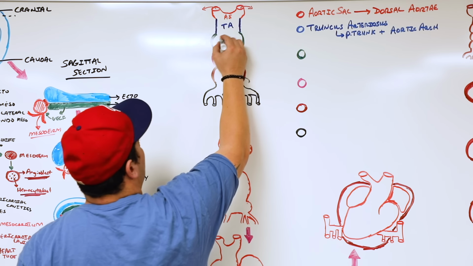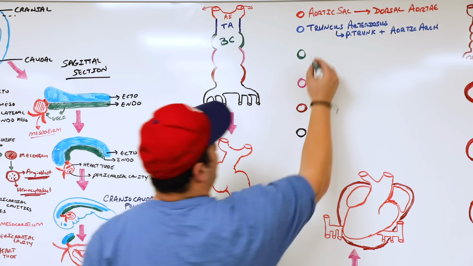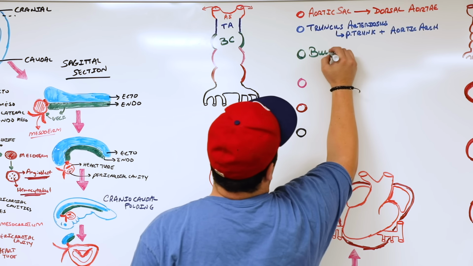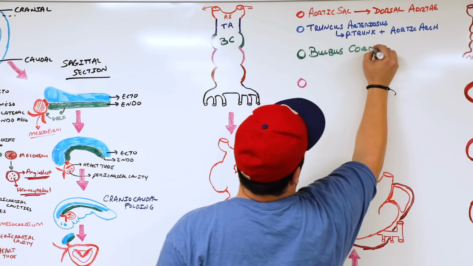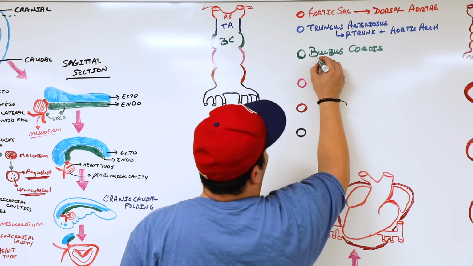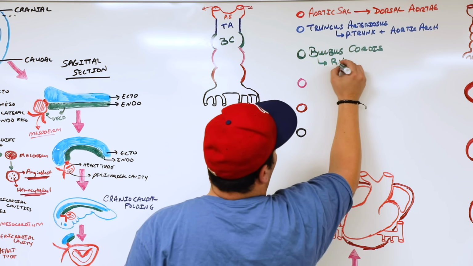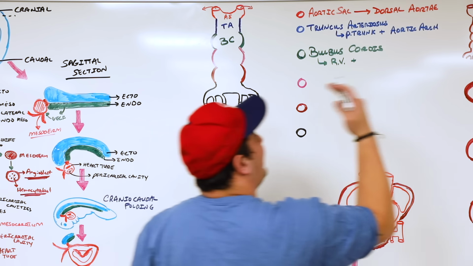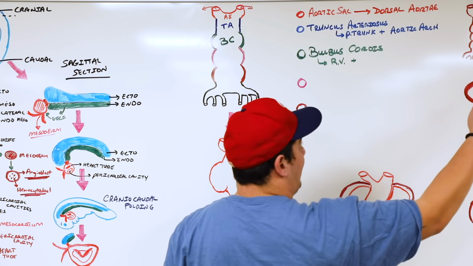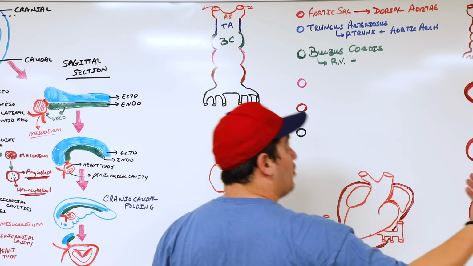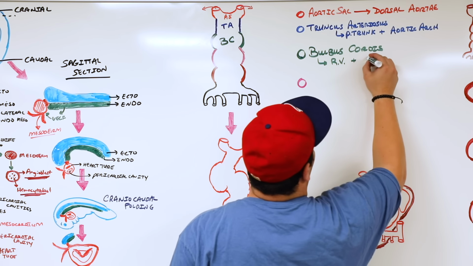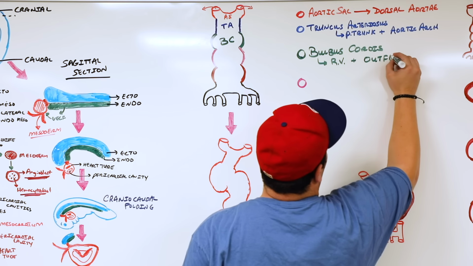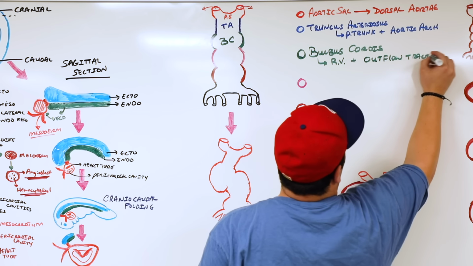What is below this? The bulbus cordis. All right, so this is called our bulbus cordis. Now, what does the bulbus cordis become? This becomes the right ventricle, and the right and left outflow tracts. So it's the actual outflow tracts from the right ventricle and the left ventricle. Very, very important. Okay, beautiful.